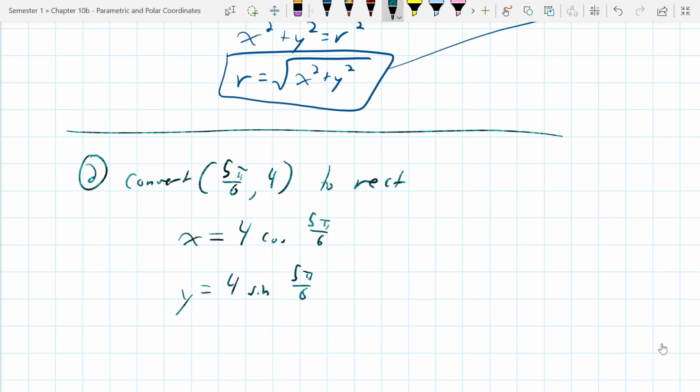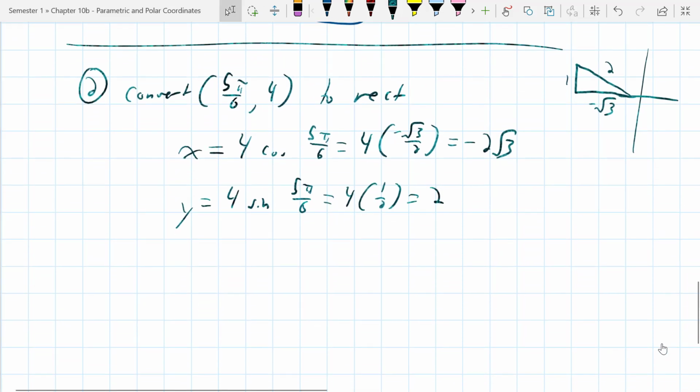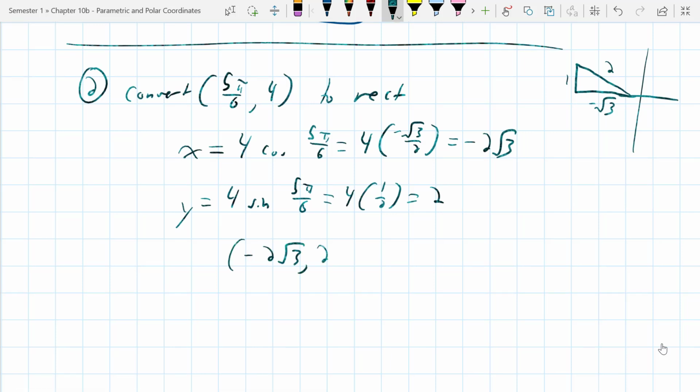5 pi over 6 is an angle in quadrant 2. It's a 30-degree angle, a 30, 60, 90 triangle. If I draw that with a height of 1, a radius of 2, and an x value of negative root 3, and put the values in, 4 times the cosine is 4 times negative root 3 over 2, which is negative 2 root 3, and 4 times the sine would be 4 times 1/2, which is 2. So my ordered pair would be negative 2 root 3 comma 2.